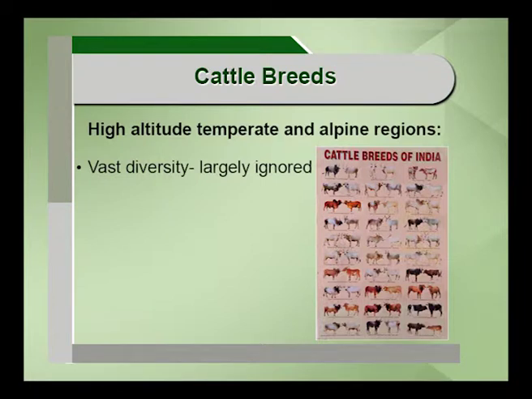And as far as the geographical spread of the cattle breeds is concerned, we'll see one by one. The first and foremost thing is that in the high altitude region, the temperate alpine region, the cattle breeds are small sized. They are very, very small animals. But of course, the diversity is very, very vast, but we are largely ignoring it. Why are we ignoring it?